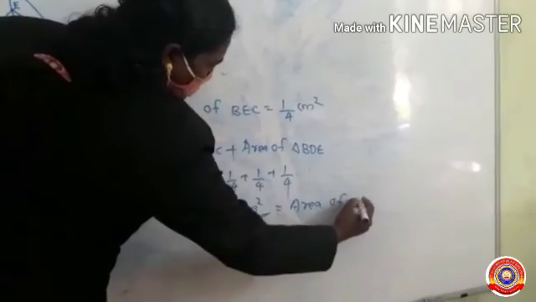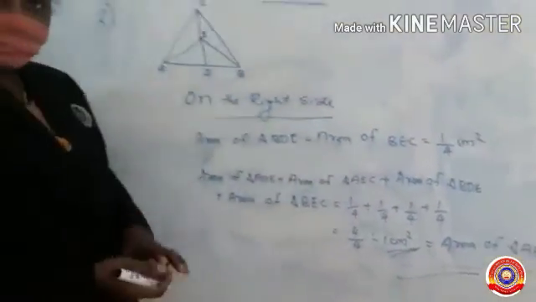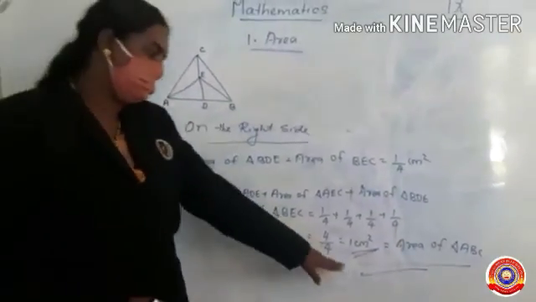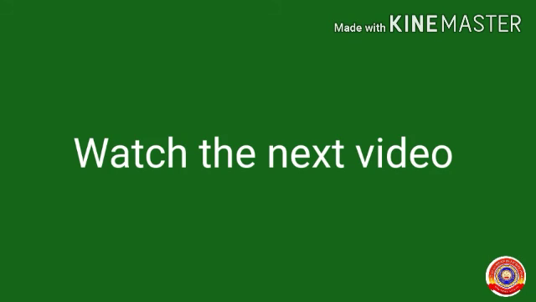From this, we can understand that the sum of the areas of all the four triangles is equal to the area of the big triangle. Is it clear for you, children? Okay.